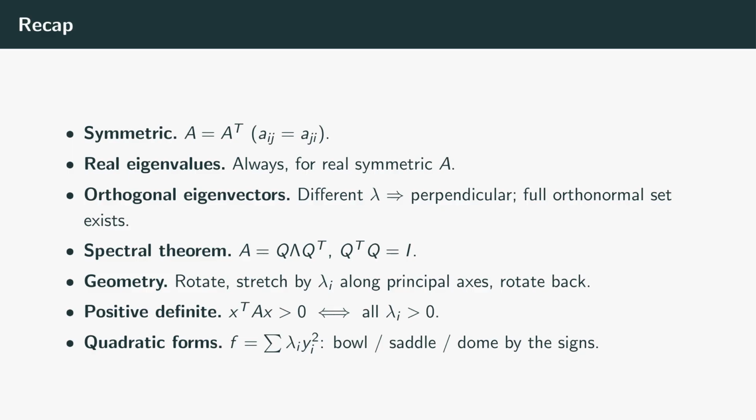Geometrically, a symmetric matrix is pure stretching along perpendicular principal axes. Rotate to those axes, stretch each by its eigenvalue, rotate back, with no shear and no genuine rotation of its own. A symmetric matrix is positive definite when x transpose Ax is positive for every non-zero x, which happens exactly when all eigenvalues are positive. And its quadratic form in eigencoordinates is a clean sum of eigenvalue times coordinate squared, whose shape, bowl, saddle, or dome is read straight off the signs of the eigenvalues. Next episode, we carry this perfect structure to every matrix in existence with the singular value decomposition.